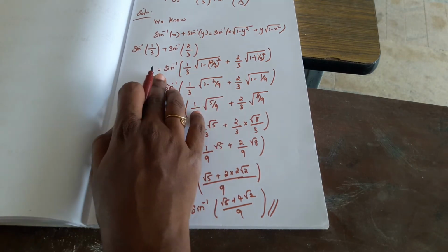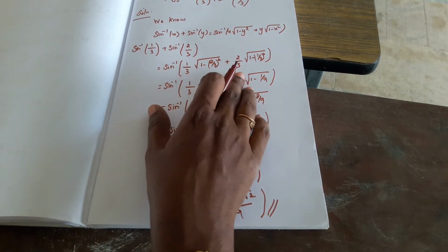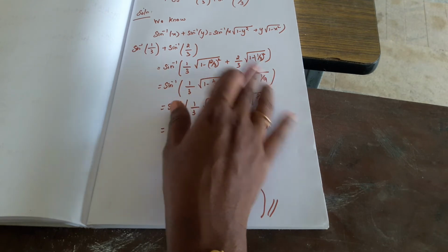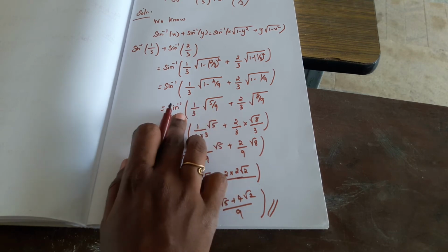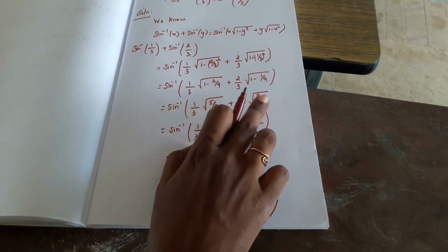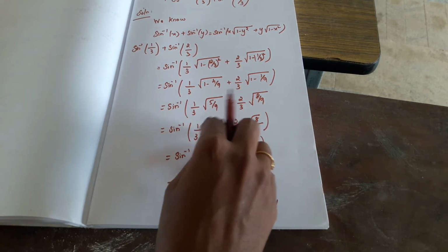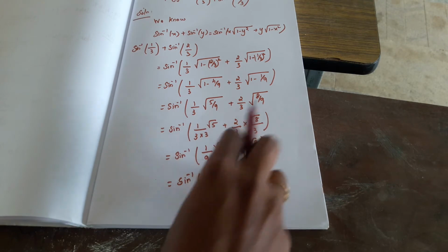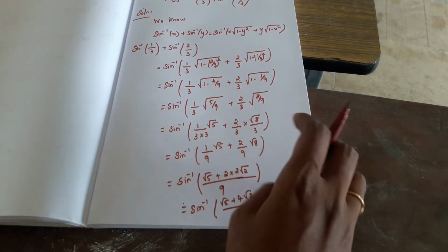So sine inverse of x into square root of 1 minus y square plus 2 by 3 into square root of 1 minus x square. Simplify. Here 9 is inside the square root, so when you are bringing it outside, it will change as 3. Both are common. 3 into 3 is 9, 3 into 3 is 9. So 9 you can keep as common LCM and add both the numerators.